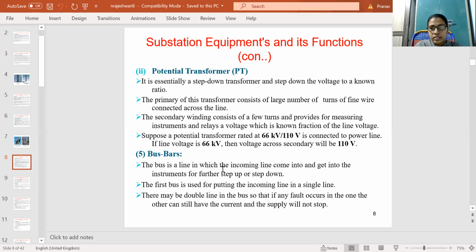So coming to bus bars, the bus bar is a line into which the incoming lines come and get into the instruments for further step down or step up. The first bus is used for putting the incoming line in a single line. There may be a double line in the bus so that if any fault occurs in one of the lines, the other can still carry the current and supply will not stop. So this is the double line bus bar's advantage.